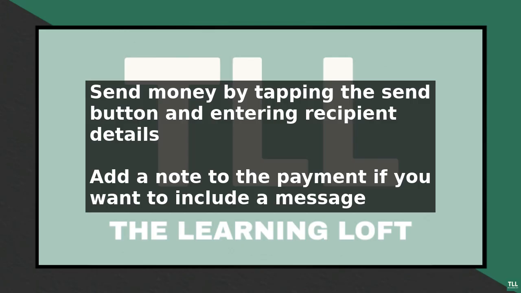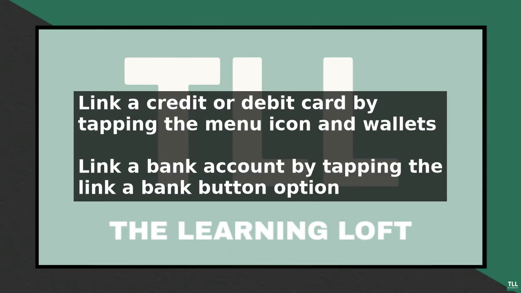When making a payment with PayPal, you can choose to pay with your linked card, bank account, or PayPal balance. To do this, tap the Send button, enter the recipient's email address or phone number, and the amount you want to send. Then tap the Change button next to the payment method to select your preferred payment method.